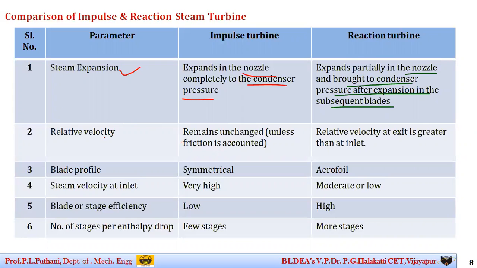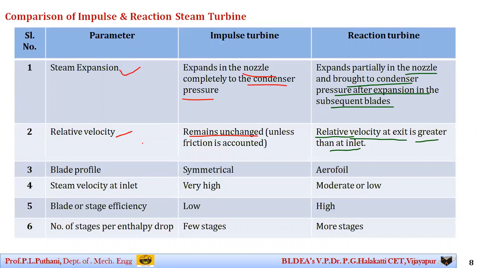Then if I come to the relative velocity, this remains unchanged for the impulse turbine as there is no friction which can be considered. Whereas for the reaction turbines, there is a friction force developed due to which the relative velocity at the exit is always greater than at the inlet.